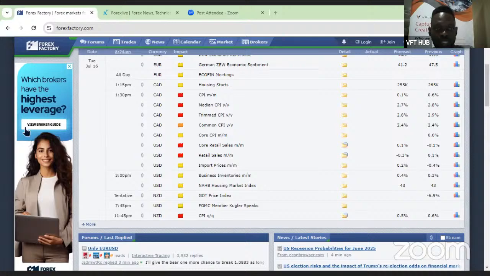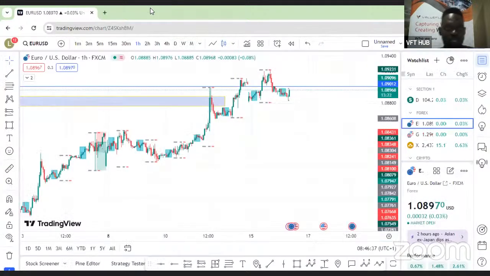Please let me know in the chat box if you can see my chart. All right, so EUR/USD. Okay, sorry, I will have to switch that. Just give me a minute. All right, I believe you can see my chart now.